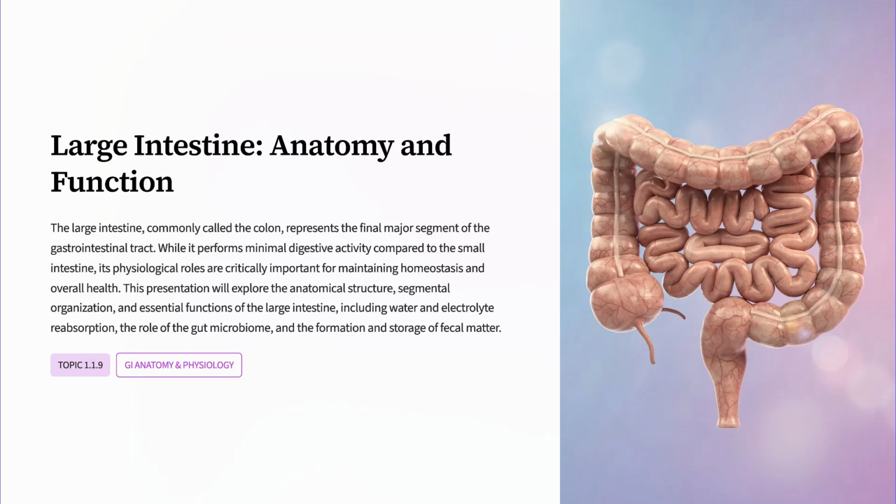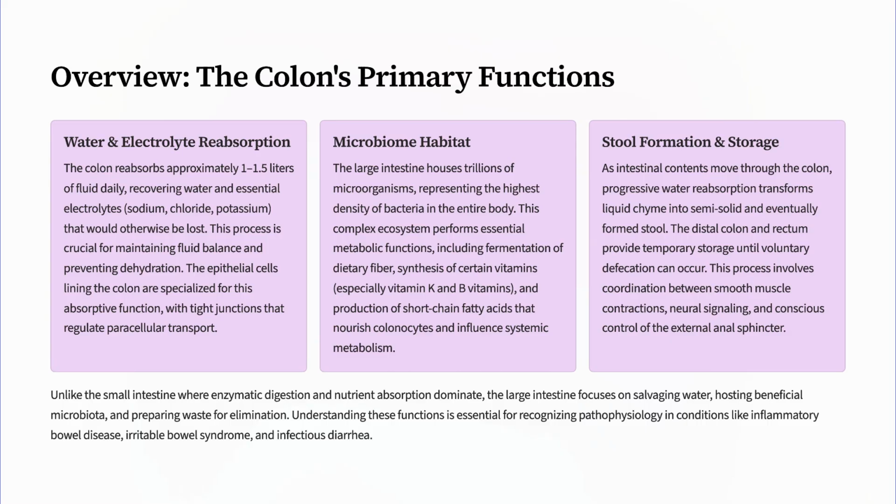Unlike the small intestine, the large intestine has a larger diameter and distinctive features including haustra, taeniae coli, and appendices epiploicae. The primary functions of the large intestine include water and electrolyte absorption, formation and storage of feces, and housing a complex microbial ecosystem. Now let's examine the three primary functions of the colon in detail.